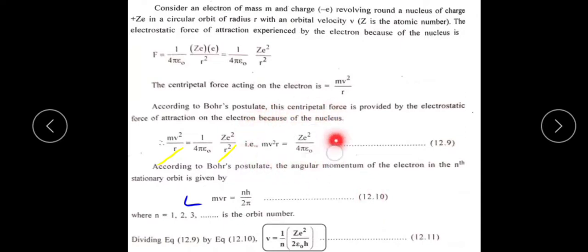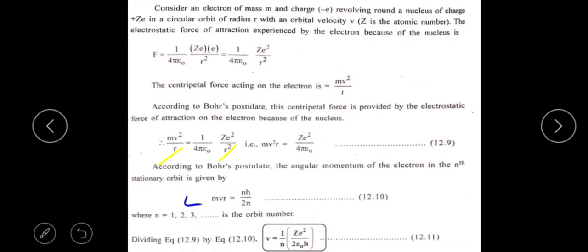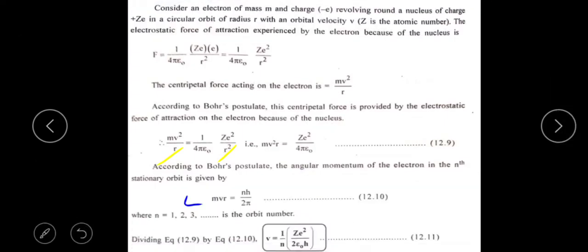So this is equation number 12.9 divided by equation number 12.10. Then it becomes, see here, on the LHS mv square divided by r divided by mvr. So mvr and mvr get cancelled, the remaining term is v, 1 v we wrote here. Then next on the RHS, that is Ze square divided by 4 pi epsilon naught, divided by nh by 2 pi.